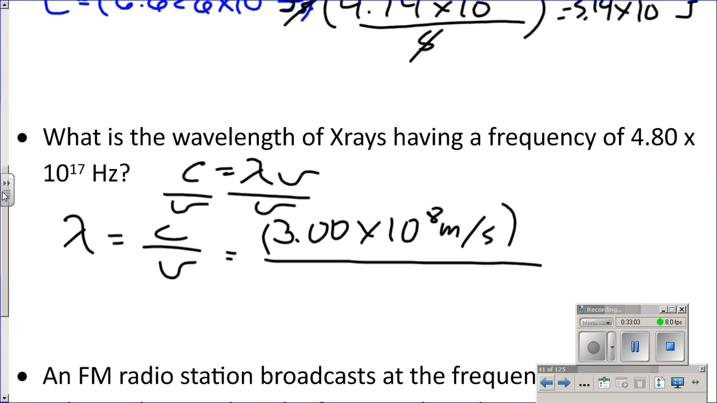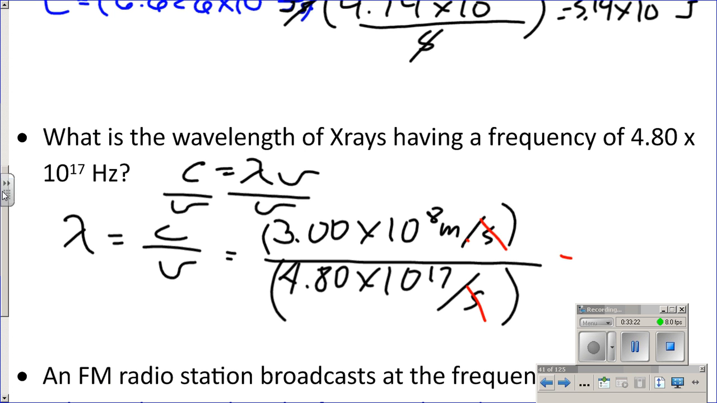v being the frequency given as is. You can change that hertz to per second though, so 4.80 times 10 to the 17th per second. It's kind of difficult to see this, but we have per seconds in the numerator and per seconds in the denominator, so both of those cancel, leaving us only with meters, which is the wavelength unit. So we set up good, we just have to calculate.